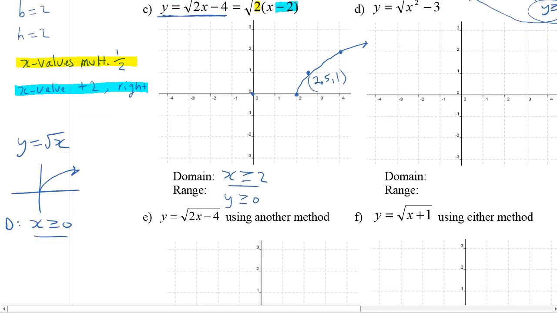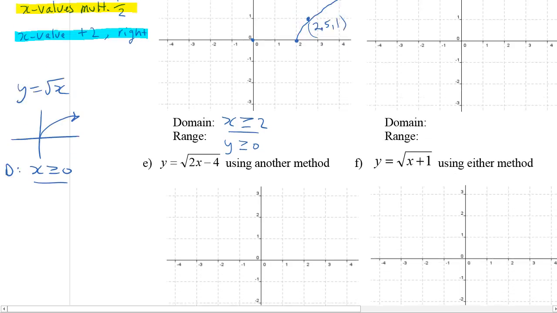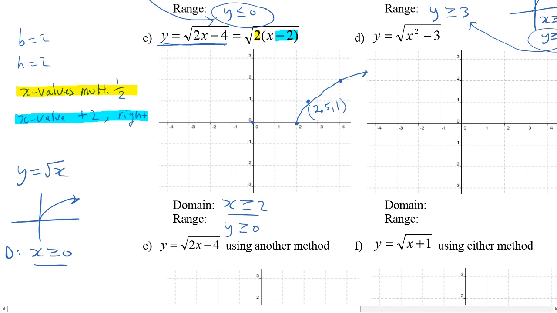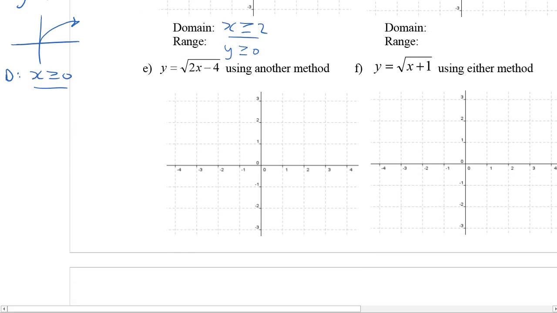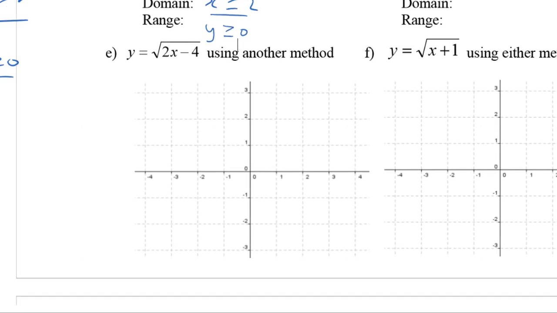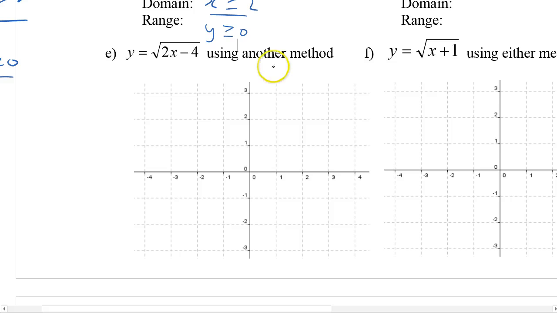I'm going to go down to letter e here. I'm going to go a little bit out of order because it's the same question, but now it says using another method. So really I'm going to call this the method from lesson 2.2, where we say, well, if f of x is equal to 2x minus 4, we're going to graph that, and then we're going to say, oh, well, now let's use our rules.